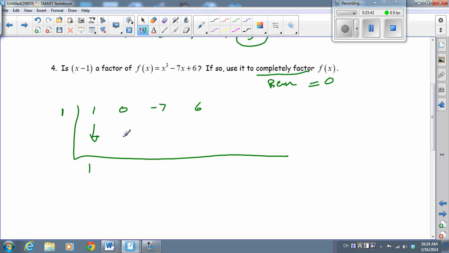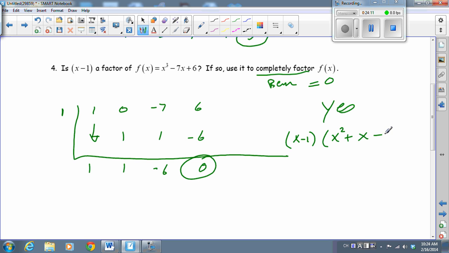Drop the 1. 1 times 1 is 1. Add it, 1. 1 times 1 is 1 again. Add it, -6. -6 times 1 is -6. Add it, 0. The fact that the remainder is 0 means, yes, it is a factor. And if it's a factor, after factoring, I can rewrite it as x minus 1 times x squared plus x minus 6. If I want to factor it completely, of course I need to factor this portion.